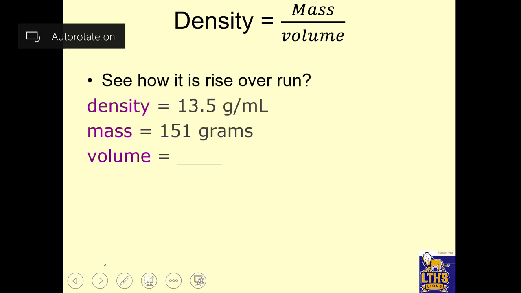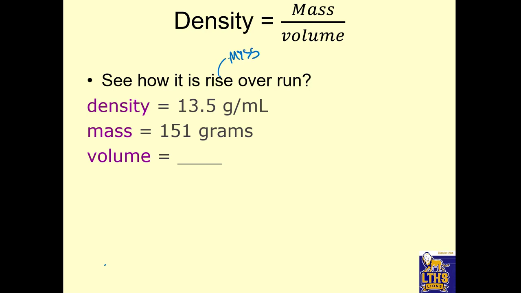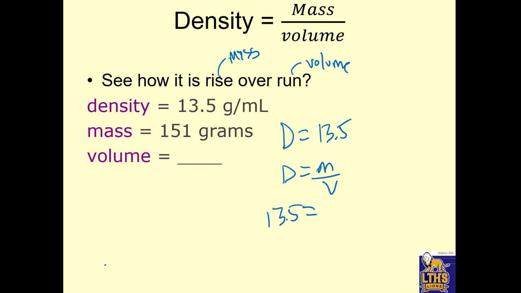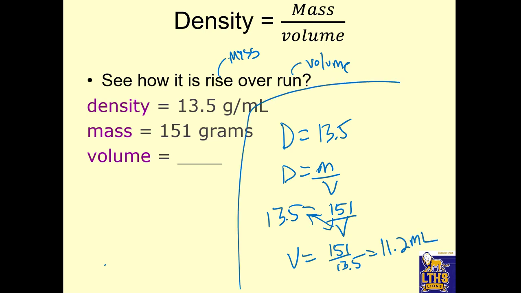So density is mass over volume. See how it's rise, mass, over run, volume. So if my density is 13.5, and density is mass over volume, then 13.5 equals 151 over V. Cross multiplication, right? V equals 151 over 13.5, and my calculator tells me 11.2.